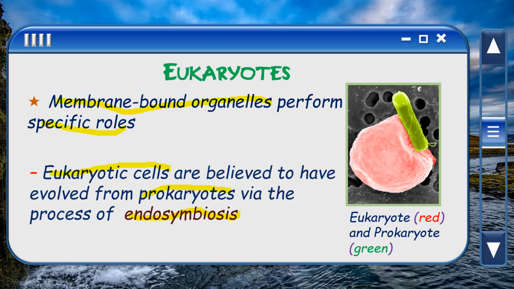In this endosymbiosis, the cell takes in certain organelles, and when those organelles go inside the cell, they remain there and become useful to the cell, and they carry out a relationship which we call endosymbiosis.